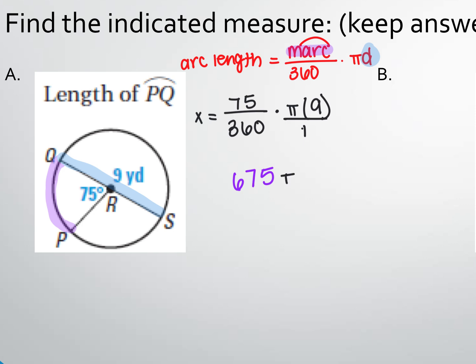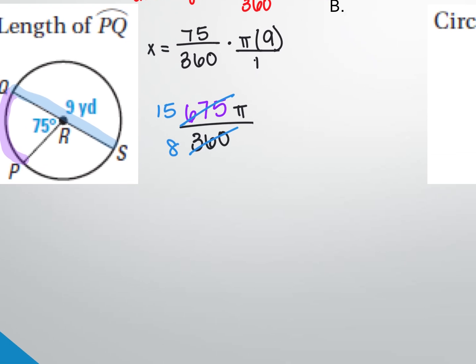675 pi over 360. I know I could simplify 675 over 360. And again, you guys should know how to do that on your calculators. If you simplified correctly, you should have had 15 over 8. So I'm going to go ahead and get my answer. My arc length equals, you could write it one of 2 ways. 15 pi over 8 or 15 over 8 pi. They're both the exact same thing.